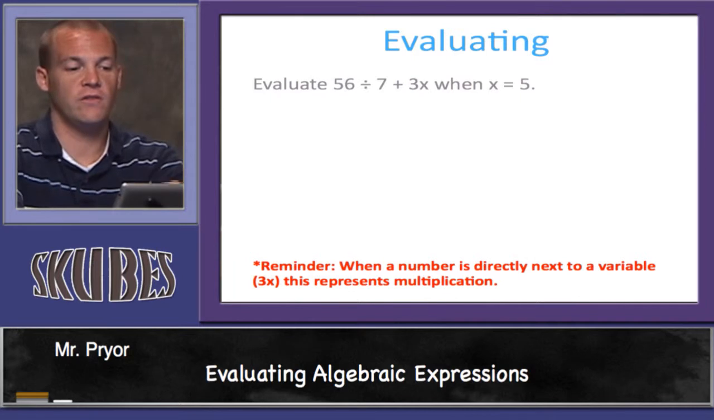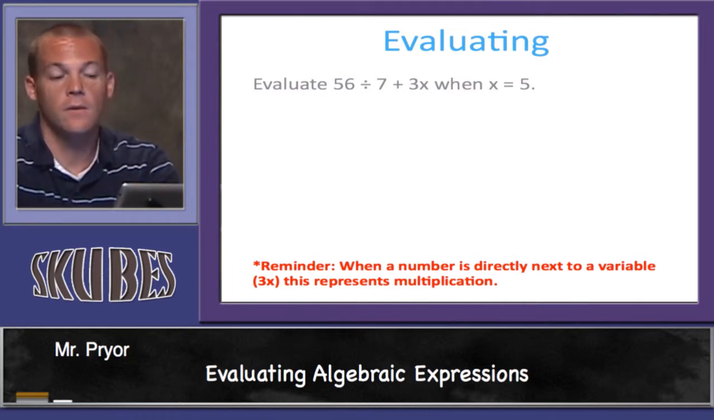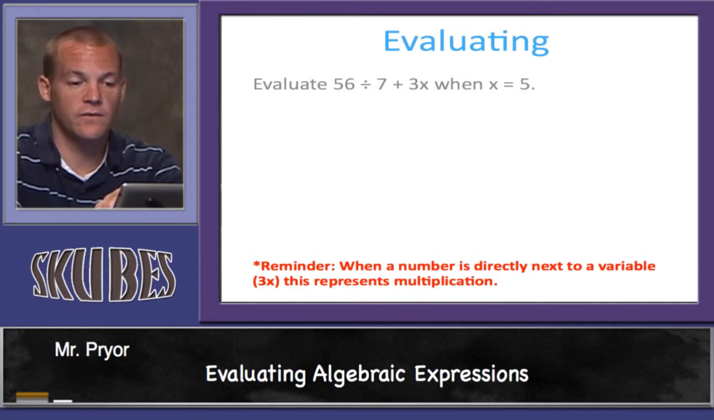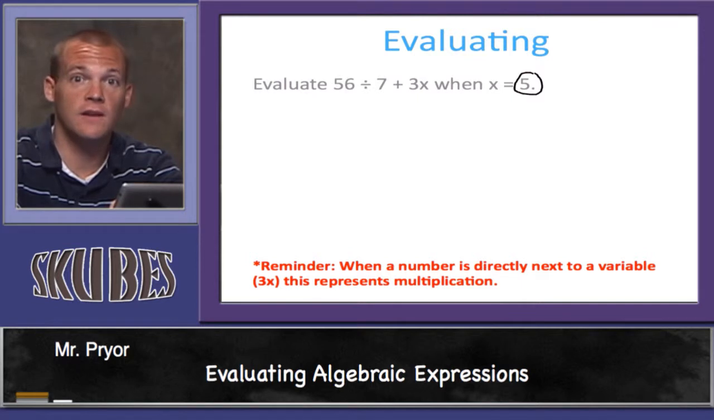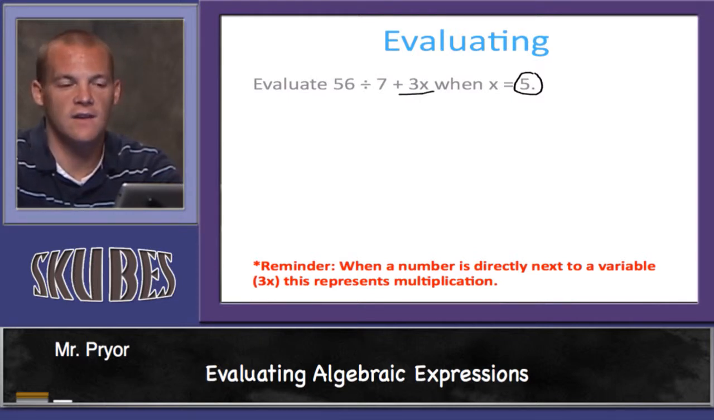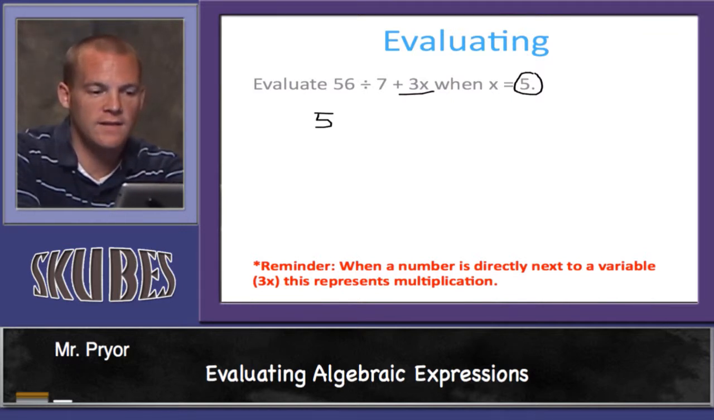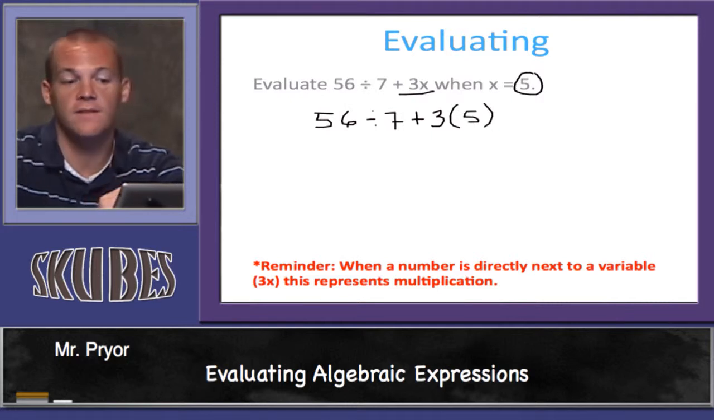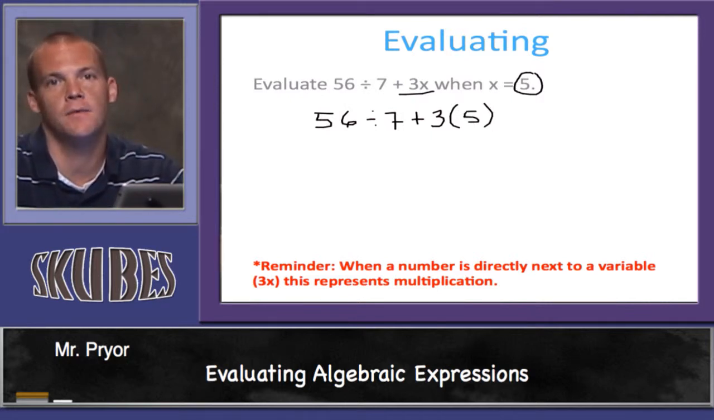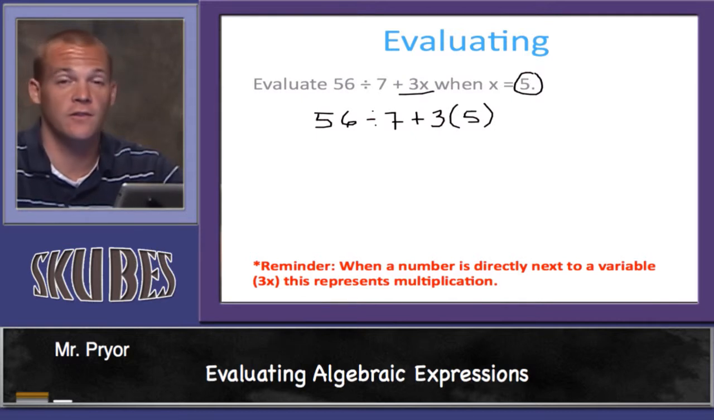You can see we have the expression 56 divided by 7 plus 3x. Well, they want us to evaluate when x equals 5. So what that means is we need to take that value 5 and substitute it into our expression and then solve. But when you do that, you have to keep in mind that this is 3 times x right there. It's not just going to become 35 when you substitute the number in. So I'm going to rewrite it as 56 divided by 7 plus 3 times (5). Now notice I'm including parentheses when I do that. And I like to do that because it separates what was originally there from what I've substituted in.